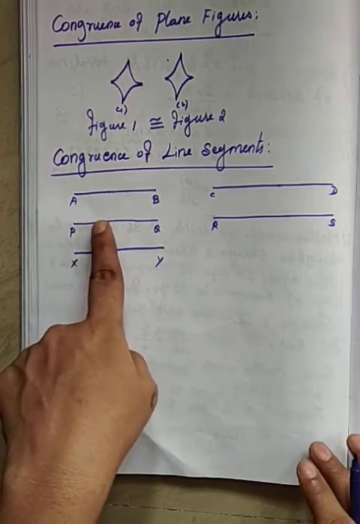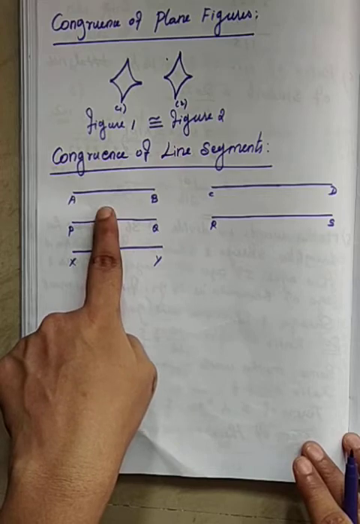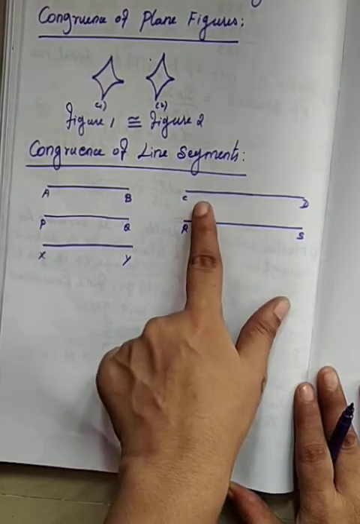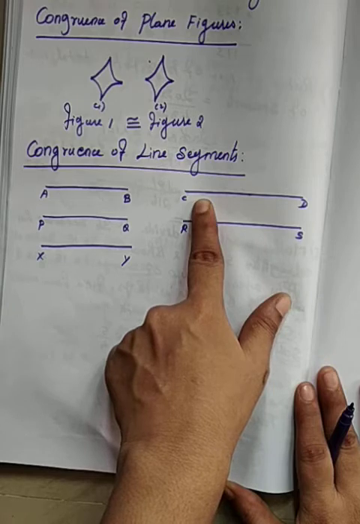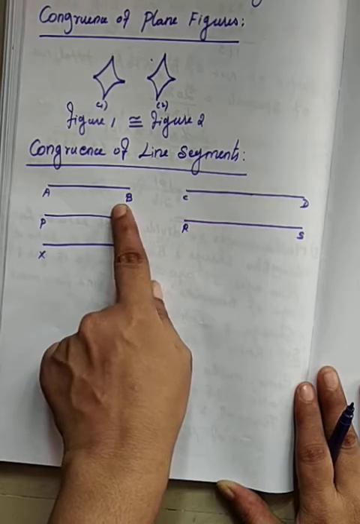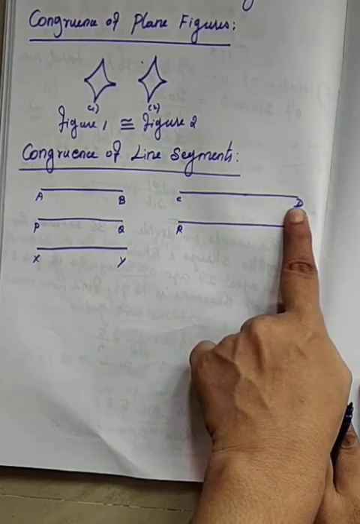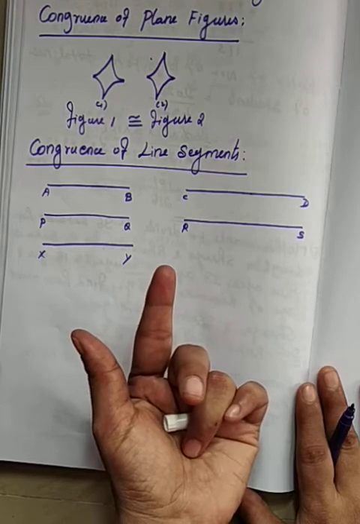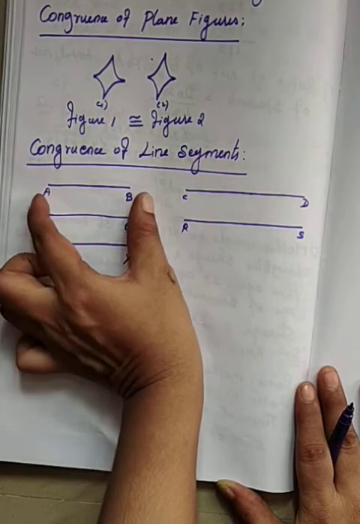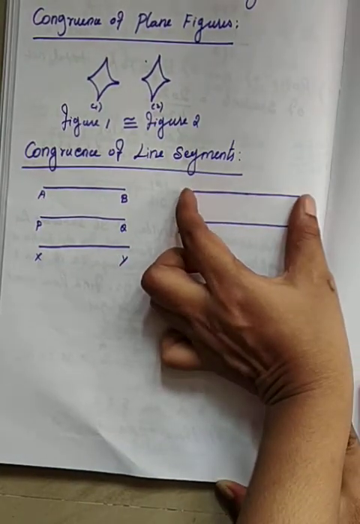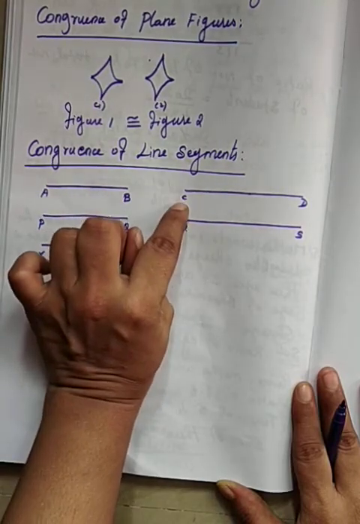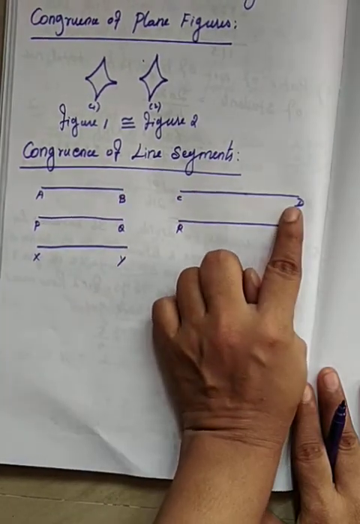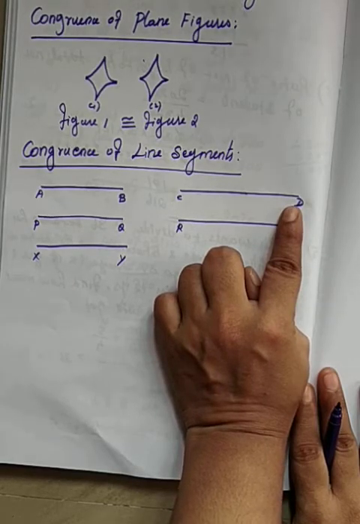Then if you place the copy of AB on CD such that the point A coincides with the point C, you can see that the point B will not coincide with the point D. So these two line segments are not congruent.